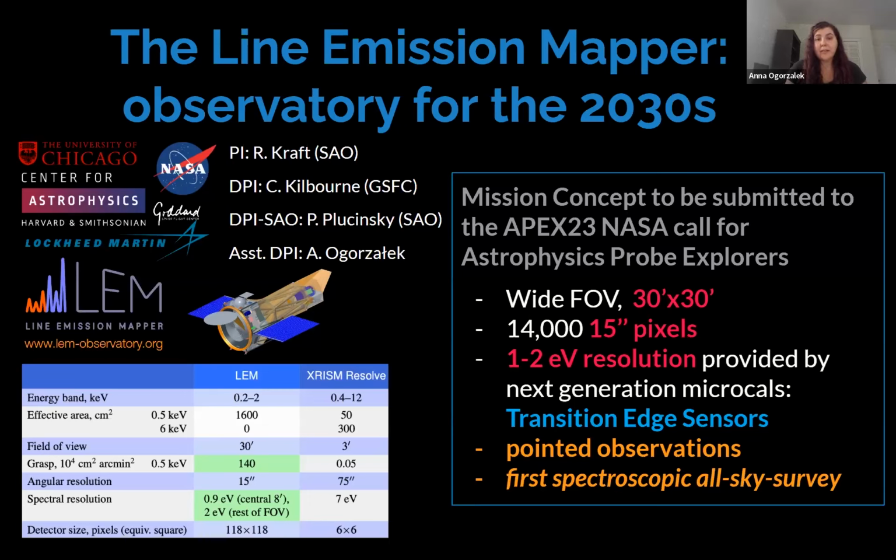LEM provides a massive leap with respect to XRISM. We're super excited for XRISM, that's going to be amazing, but LEM is just so much more than XRISM in just about every aspect. We have a very large half a degree field of view, 15 arcsec pixels, and 1 to 2 eV resolution, which is enabled by transition edge sensors, which can be thought of as next generation microcalorimeters.